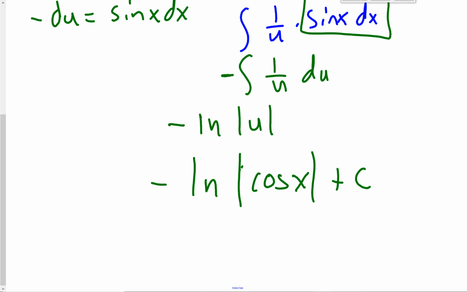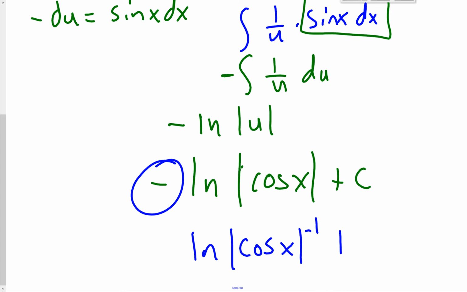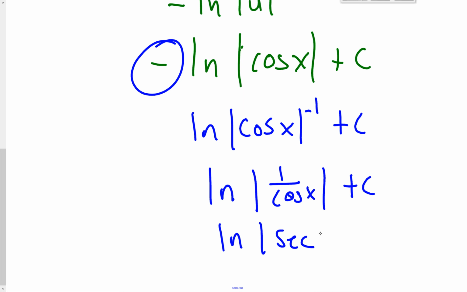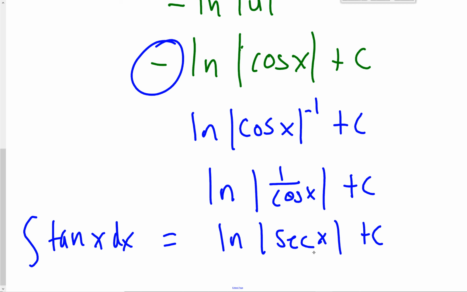So now we can use our properties of logarithms. If I have something on the outside, I can rewrite that as a power. So negative 1 power, and negative 1 is just the reciprocal. So that is 1 over cosine x. And 1 over cosine x is secant. So the integral of tangent x dx equals ln of secant x plus c. So there's the integral of tangent. So now you can use that.